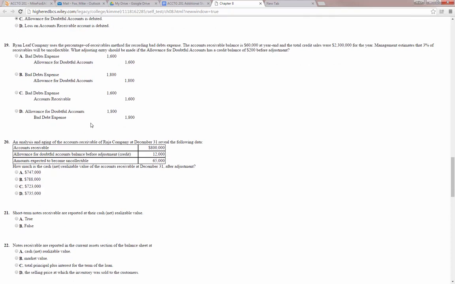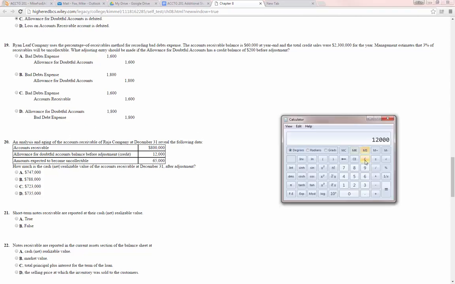The Ryan Leaf Company uses the percentage of receivables method for recording bad debts expense. The accounts receivable balance is $60,000 at year end, and total credit sales were $2,300,000 for the year. Management estimates that 3% of receivables will be uncollectible. What adjusting entry should be made in the allowance for doubtful accounts if the allowance for doubtful accounts has a credit balance of $200 before the adjustment?